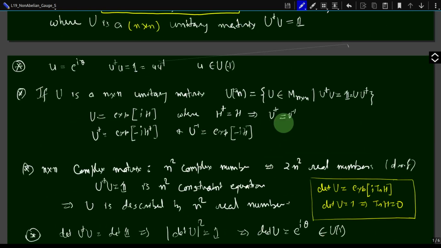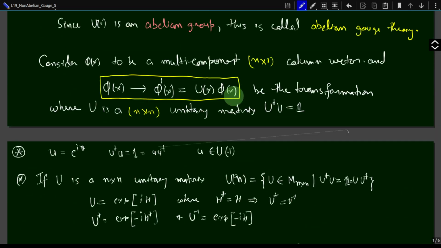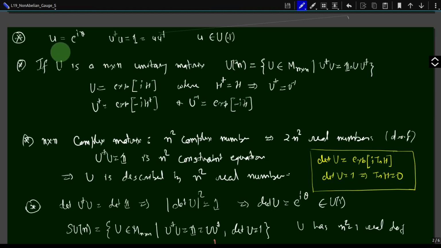Okay, so before we go on to the details of how we make any Lagrangian of this multi-component scalar field invariant under this generic matrix transformation, we look at some basic properties of the matrix itself, using which we will do the transformation. So let's remind ourselves of the Abelian case again. Here U is just a phase, and U dagger U is identity, which is the same as U dagger U. U is an element of the group U(1).